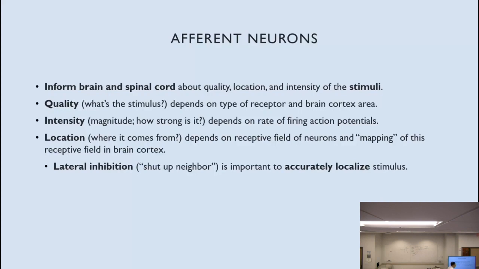Afferent neurons are the ones that inform the brain, that send information to the brain and spinal cord about the different aspects of the stimuli, for example, the quality, intensity, location. They inform the brain of what type of stimulus it is: smell, taste, touch, or vibration. Different stimuli will go to different areas of the cortex. The sensory cortex will receive sensory information. The parietal lobe will receive visual. The temporal lobe will receive taste and smell, and will receive the auditory.